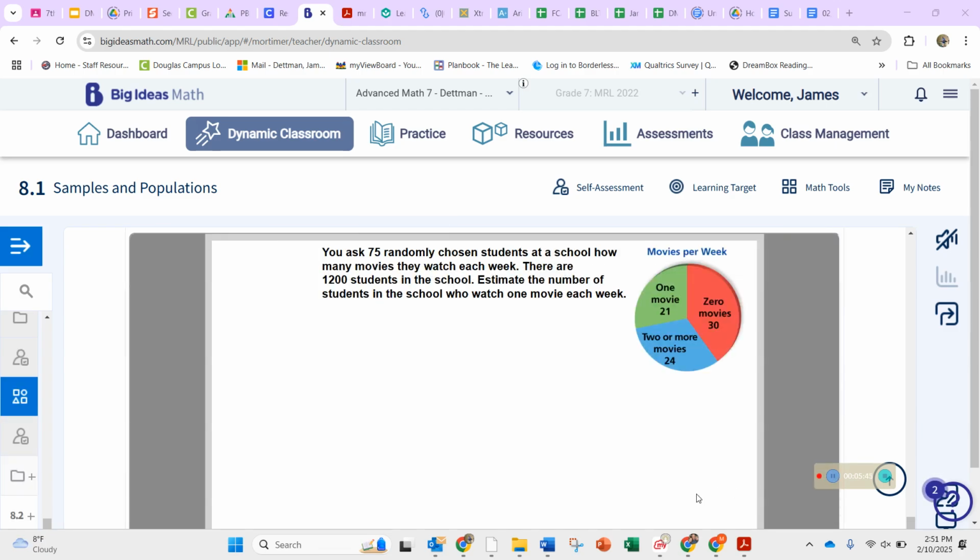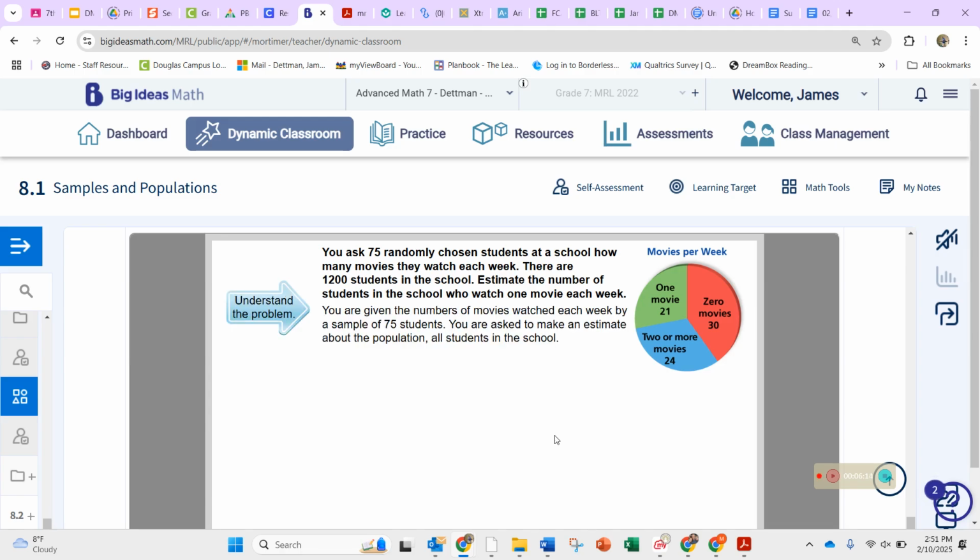Okay, on the next example, you ask 75 randomly chosen students at school how many movies they watch each week. There are 1,200 students in the school. Estimate the number of students in the school who watch one movie each week. So we see there's 21 that were surveyed that watch one movie. 30 people said 0, and 24 people said they watch 2 or more movies. Looking at the pie chart to the right there.